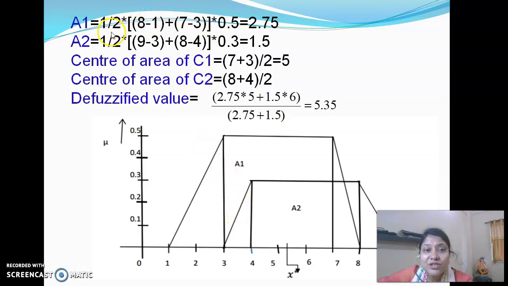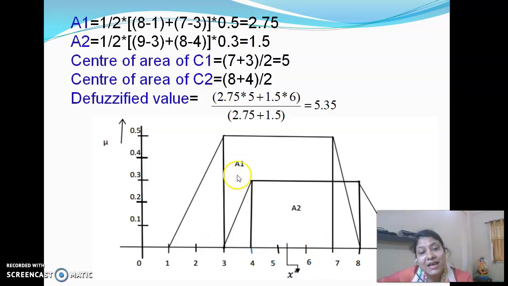Now we need to find the midpoint of this whole area, so automatically divided by half. That is why 1 by 2 is multiplied by this. And we have one multiplying factor which is 0.5, which is nothing but the highest membership value. So this expression gives us the value of 2.75. You first keep this value aside.